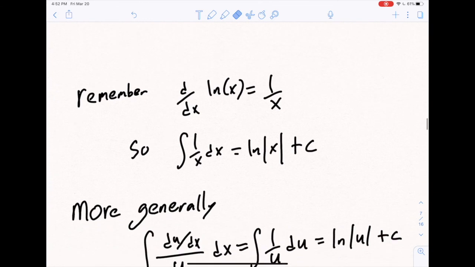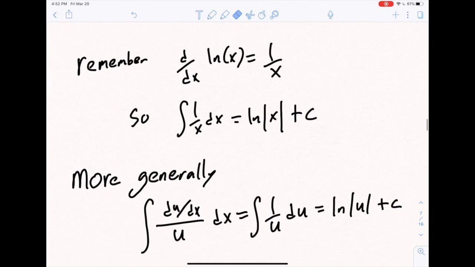And more generally, the integral of du dx over u with respect to x is just the integral of 1 over u du, which is the natural log of the absolute value of u plus c. If all those symbols get really confusing, that's okay. What this means is that when you need to use u substitution in a natural logarithm integral, you always let u be the bottom part.